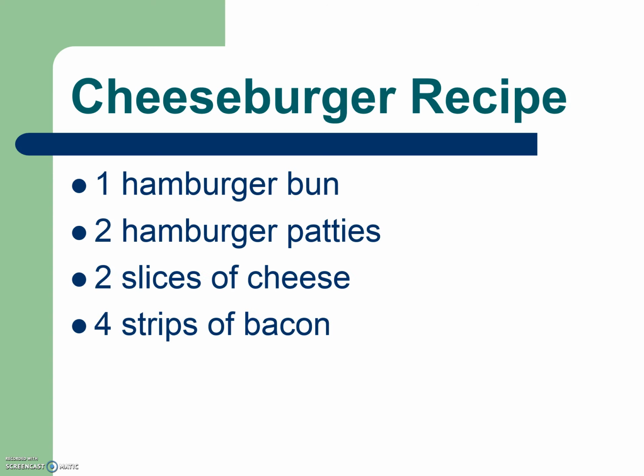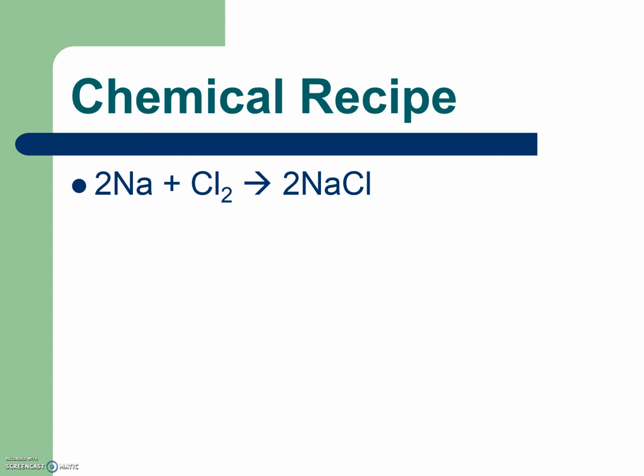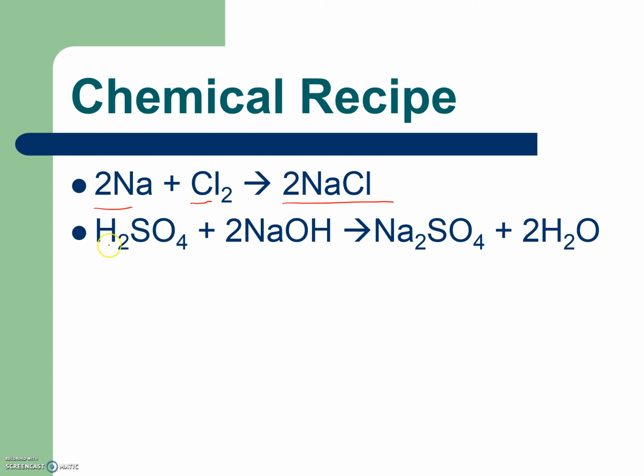Okay, so if you see, I need all of these things to make 1 cheeseburger. So 1 plus 2 plus 2 plus 4 equals 1. And we know that it doesn't work math-wise, but that makes sense to us, that we can put 9 things together and make 1 thing. Well, chemical recipes work the same way. I need 2 of these and 1 of these, and it doesn't make 3, it makes 2 of those. Or if I look at another recipe, I need 1 of these and 2 of these to make 1 of these and 2 of these.